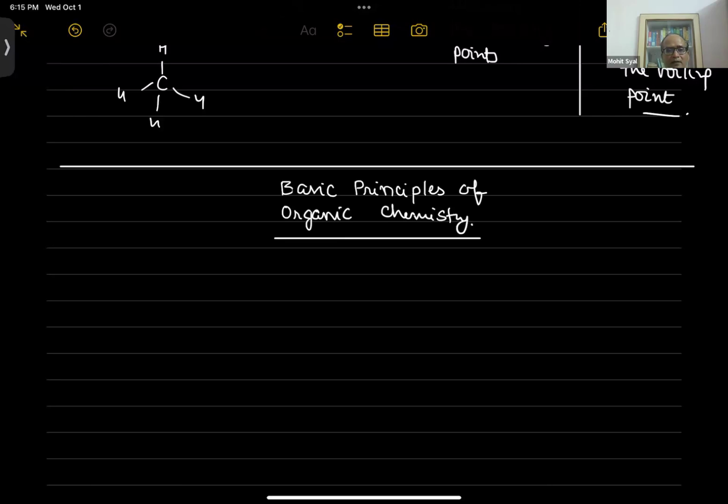So compounds of carbon and their other compounds in which the carbon is linked to oxygen, nitrogen, they all come under the organic chemistry. Study of carbon and its compounds. Like glucose, fructose, right? Absolutely correct.